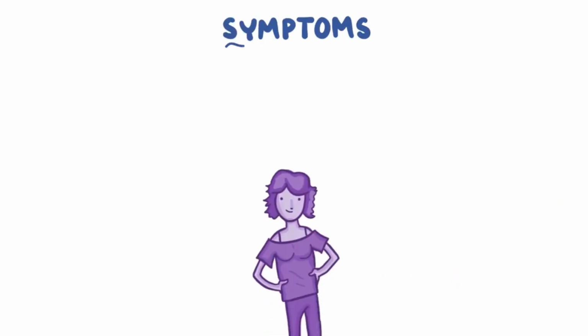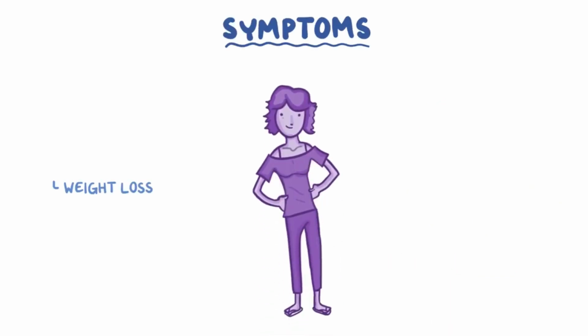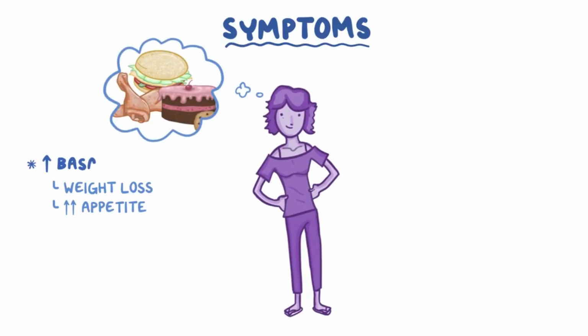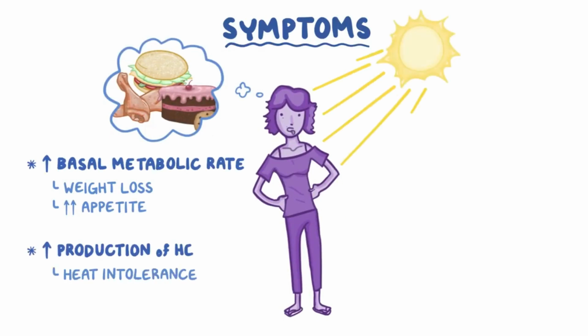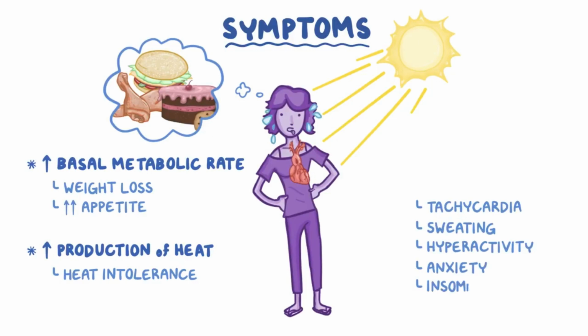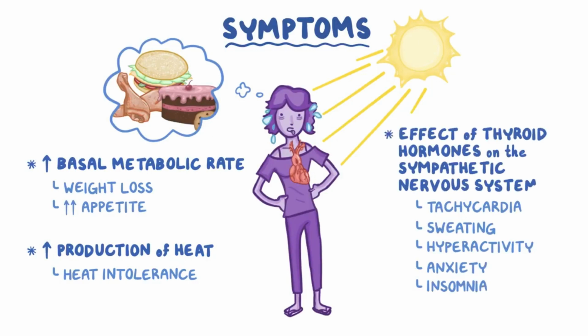Now, the symptoms of hyperthyroidism include weight loss, despite an increase in appetite because of the higher basal metabolic rate, heat intolerance because the body is producing more heat, and rapid heart rate or tachycardia, as well as sweating, hyperactivity, anxiety, and insomnia because of the effect of thyroid hormones on the sympathetic nervous system.